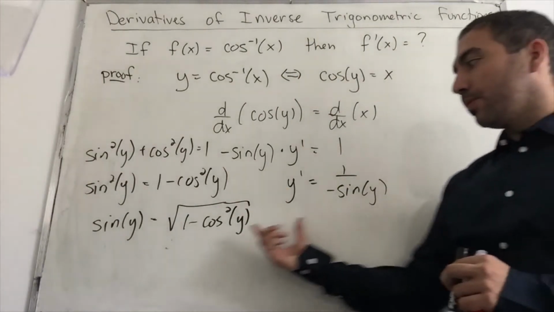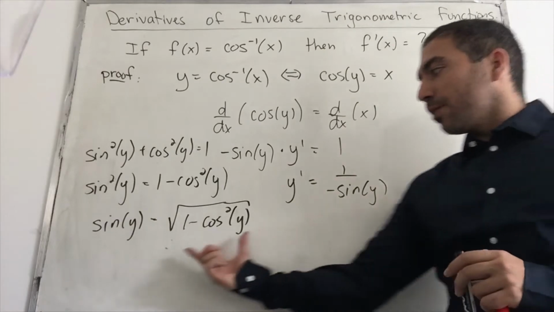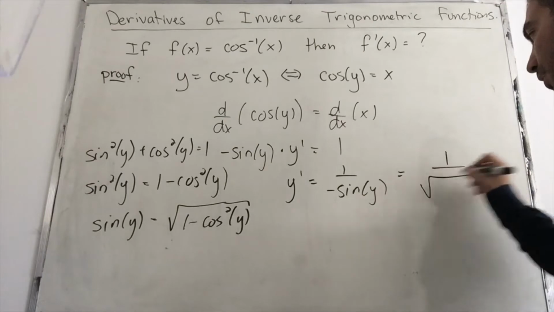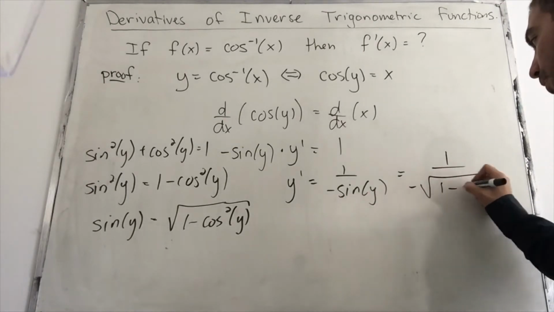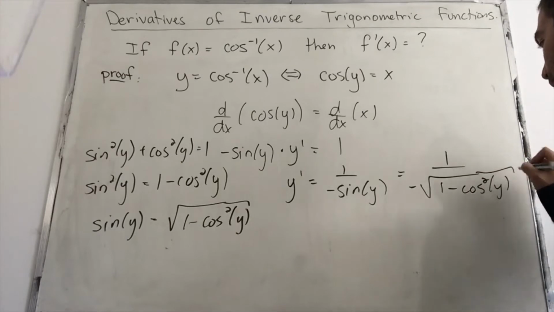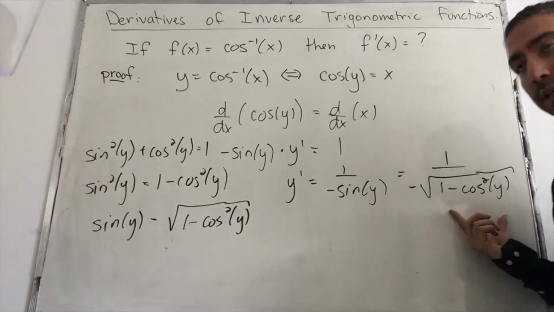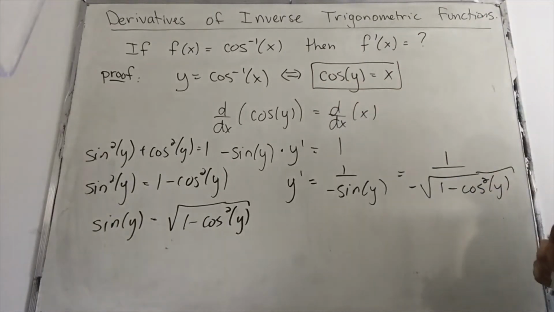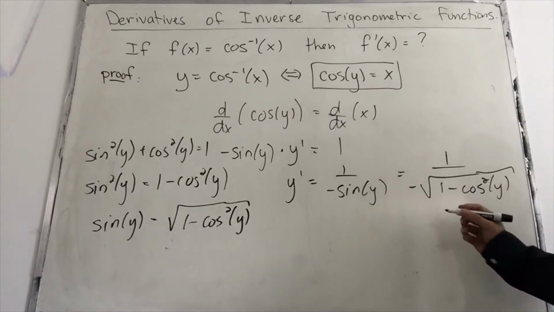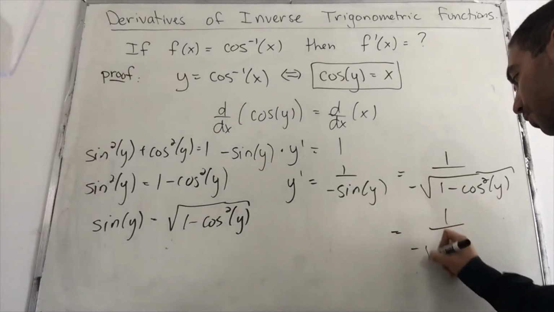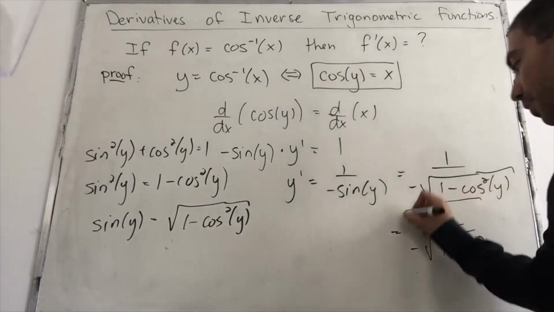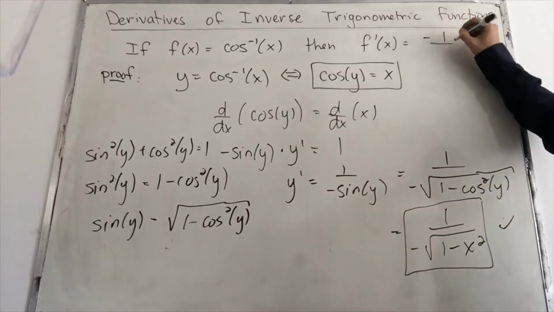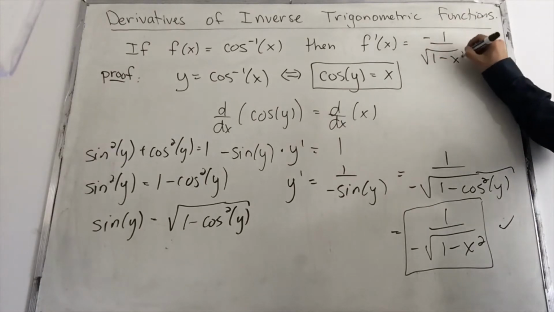Okay, so now we could substitute sine of y with the square root of 1 minus cos squared, giving us negative square root of 1 minus cos squared of y. And just like before, we want to express this in terms of x. We know the relationship between x and y is the fact that cos of y is equal to x. So we're going to substitute cos of y with x, leaving us with 1 over negative square root of 1 minus x squared. And this is our derivative. Okay. So f prime of x is negative 1 over square root 1 minus x squared.